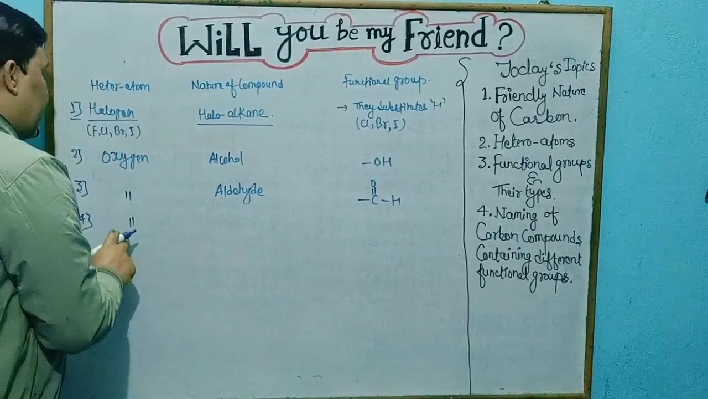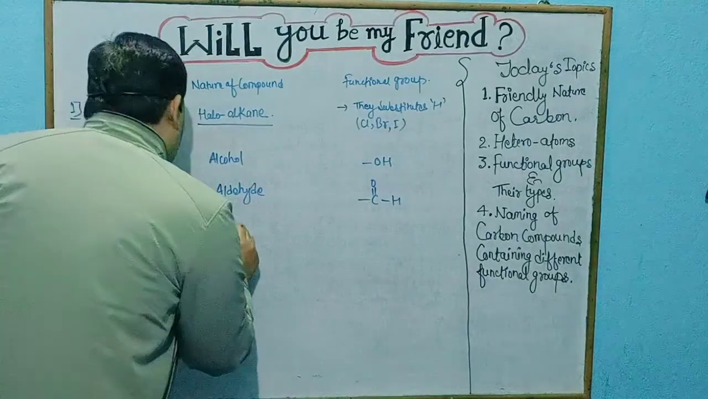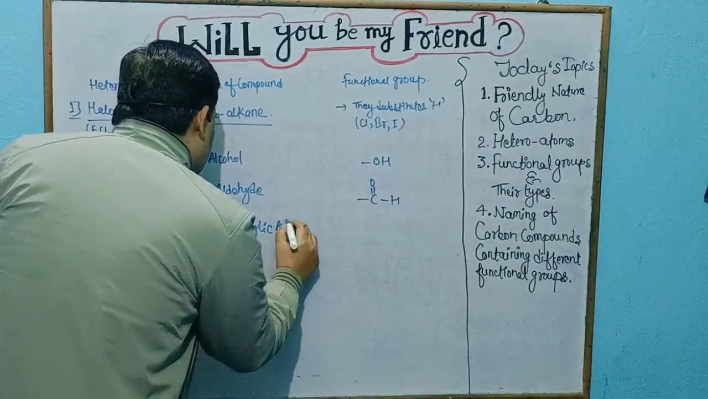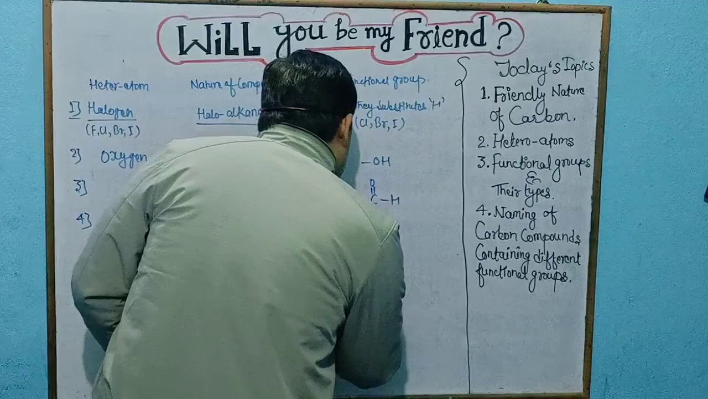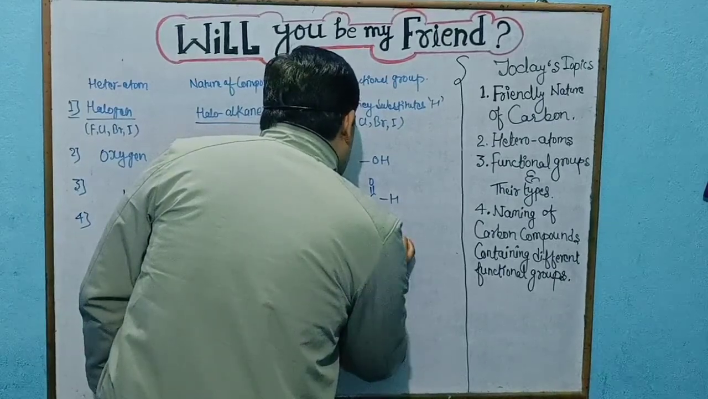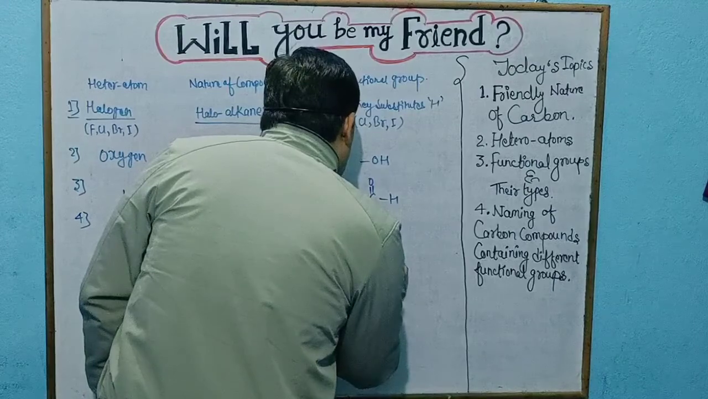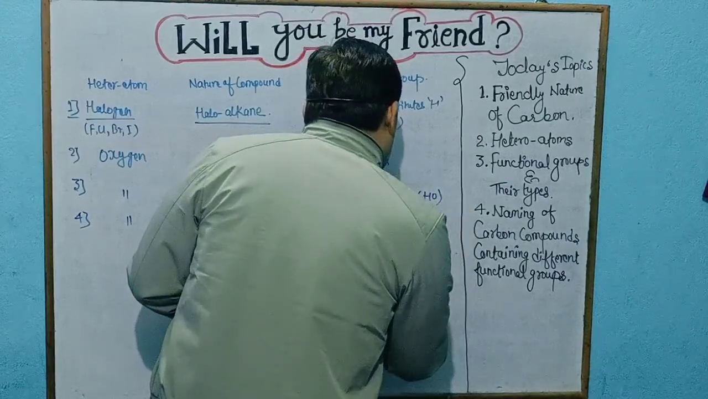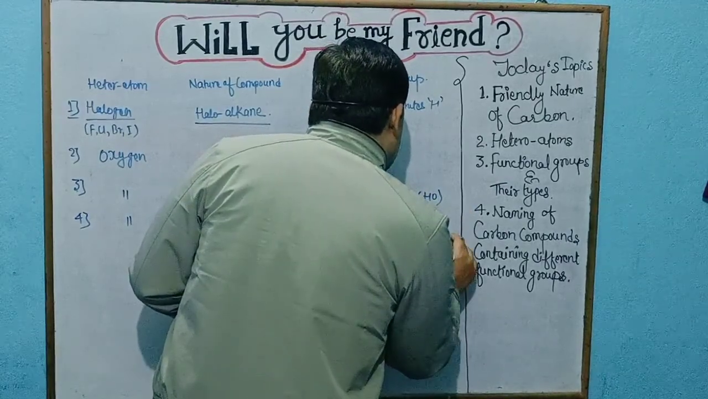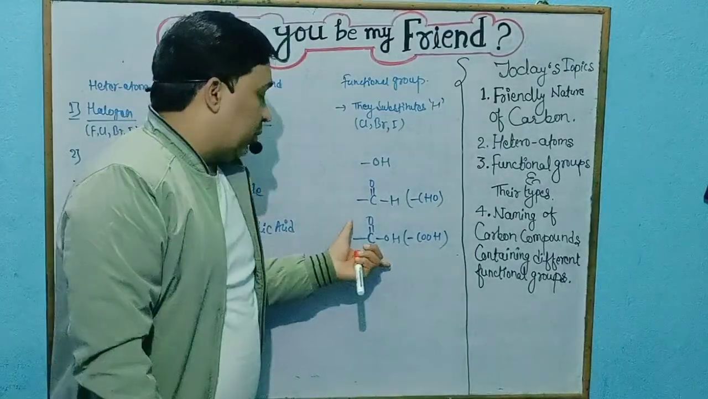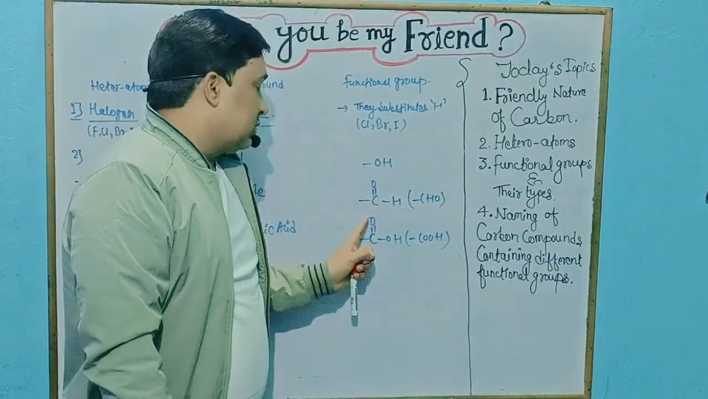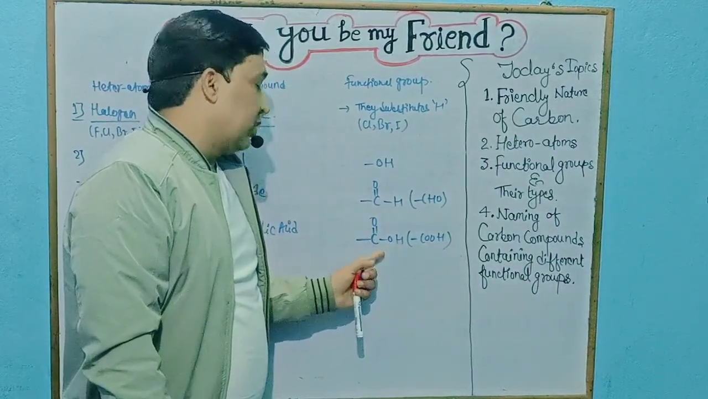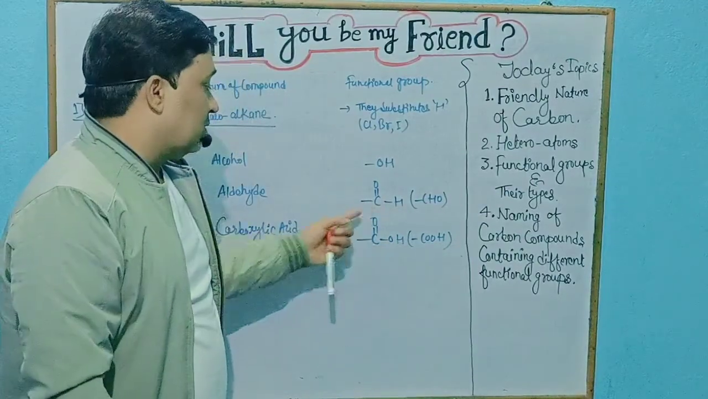Now the fourth one is carboxylic acid, and the heteroatom present in the fourth functional group is also oxygen. The functional group is COOH. We simply write CHO for the aldehyde group and COOH for carboxylic acid. In the carboxylic functional group, one oxygen is attached by a double covalent bond to the carbon, and OH is attached by a single covalent bond to the carbon atom. So this is the carboxylic acid group.